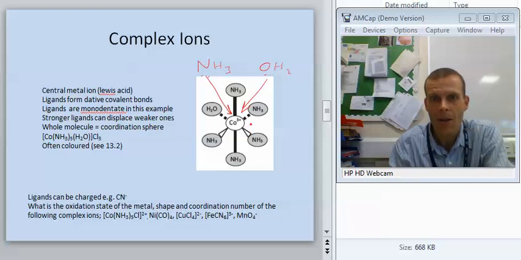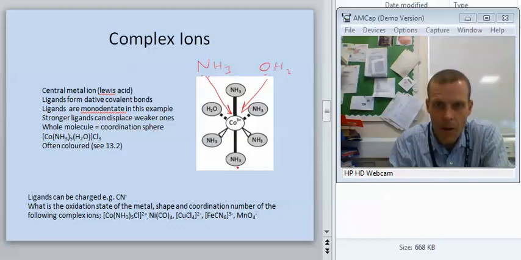When you get onto your acids unit, you'll learn that this is a Lewis acid and these are Lewis bases. But we've got a nice octahedral shape here with these 6 ligands sitting around the central metal ion. And we describe this whole thing as the coordination sphere, so its coordination number is 6.